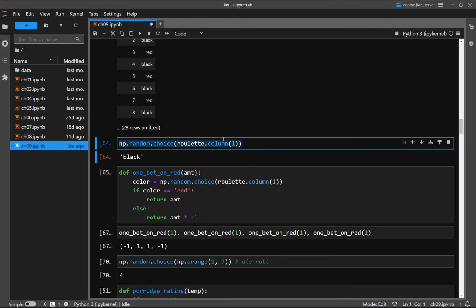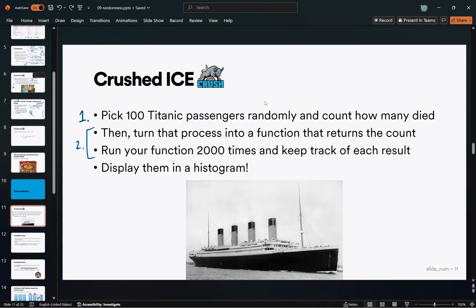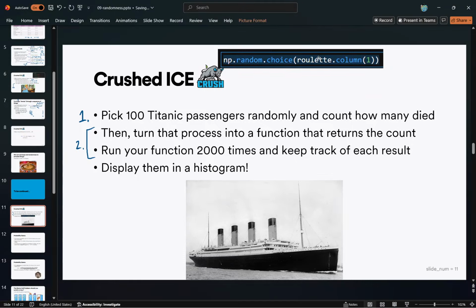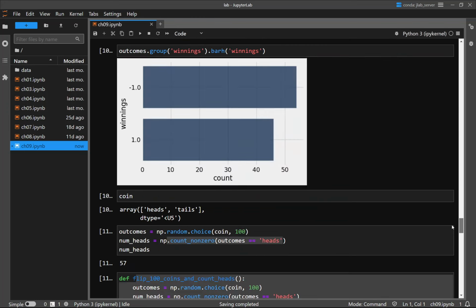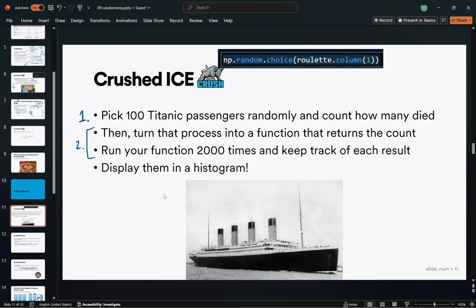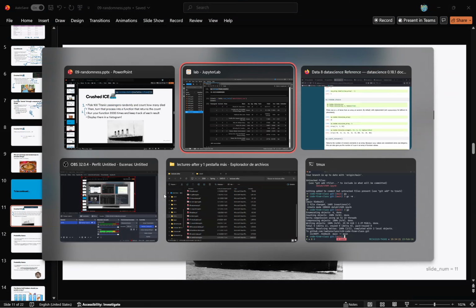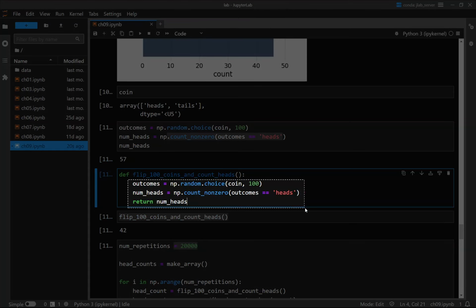See this here? This is essentially what you'll be doing right now. All right, so np.random.choice on a column of a table. That's kind of what you're about to do. And do you see how for the Titanic data set, if you did the survived column, you get a bunch of ones and zeros for who survived, right? So you're going to randomly pick from that column. Does that make sense? Randomly pick 100 people from that column and try to count how many died. So that's also going to be similar to this idea of counting heads. So this was randomly flipping coins and counting heads.